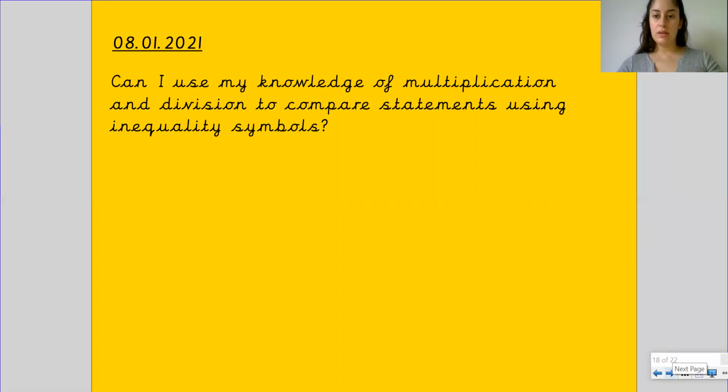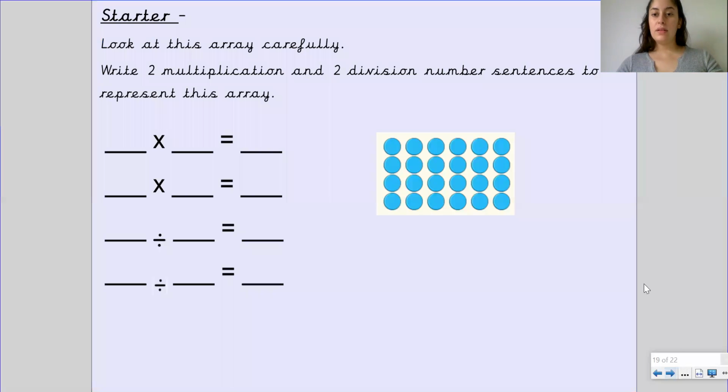So, to start off with, make sure you've got your scrap piece of paper. I don't need to see this on your Tapestry. This is just practice before we get to the main activity. Look at this array carefully. Write 2 multiplication and 2 division number sentences to represent this array, and play the video when you're ready.